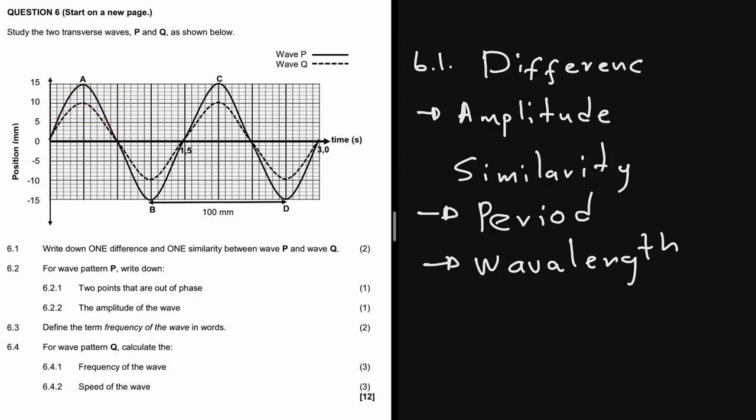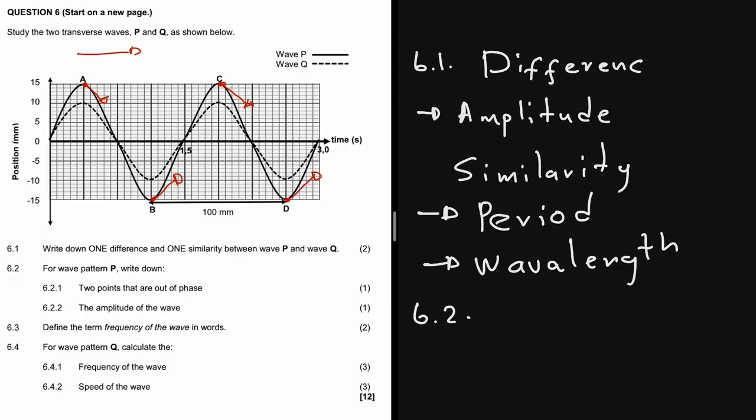Now if we move on to the next question, which is 6.2, they say for wave P, write down 2 points that are out of phase. When you talk about points that are out of phase or in phase, we are referring to the following. If we look at point A, it is about to go down as the wave is going to the right. Point B is about to go up, point C is about to go down, and point D is about to go up.